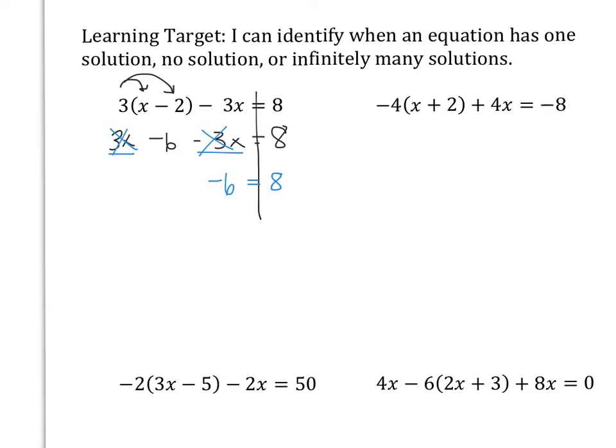Does negative 6 equal 8? Are they the same thing? No, they are not. So this here does not exist, and we have no solution. That means we could not find a solution for x to make this equation true. You could also represent no solution with a circle and a line through it, and that also means no solution.